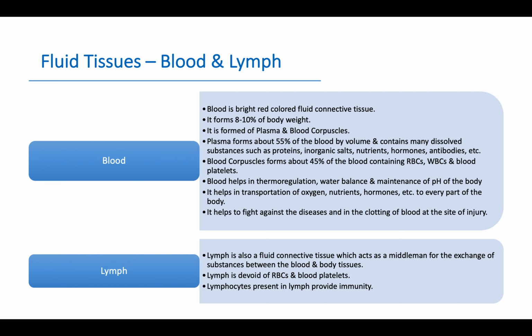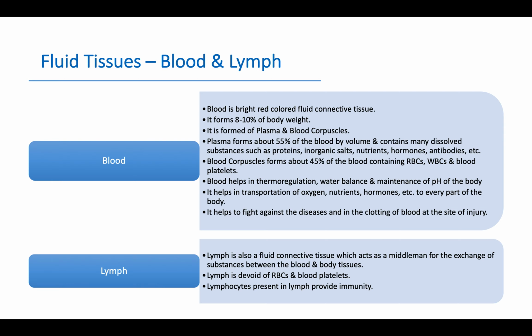These are the functions of blood. Blood helps in thermoregulation or maintaining the temperature of the body, water balance, and maintenance of pH of the body. It helps in transportation of oxygen, nutrients, hormones, etc. to every part of the body. Blood helps to fight against disease. White blood cells help to fight against disease and in the clotting of blood at the site of injury.